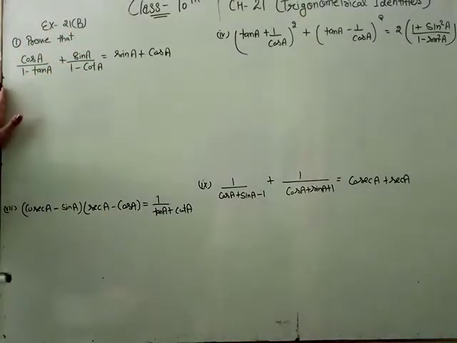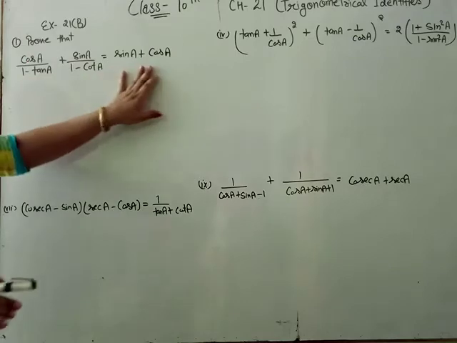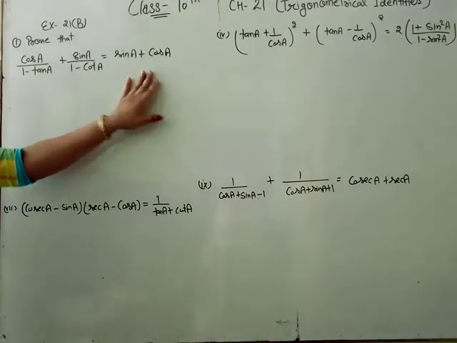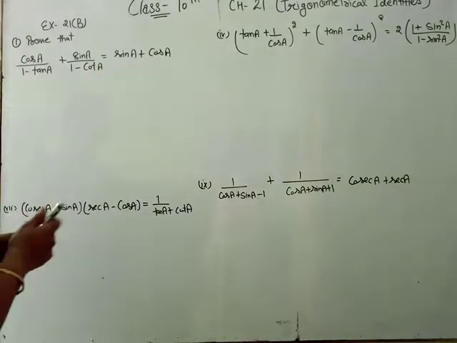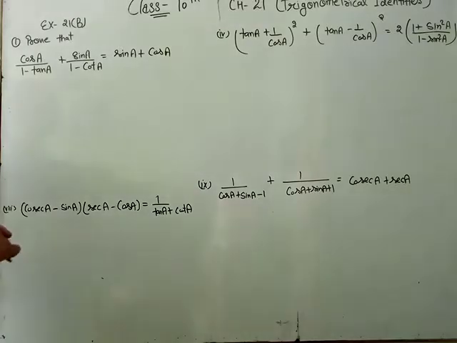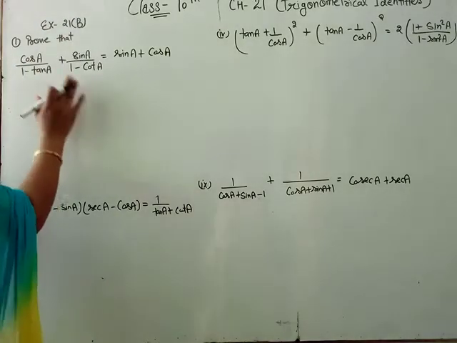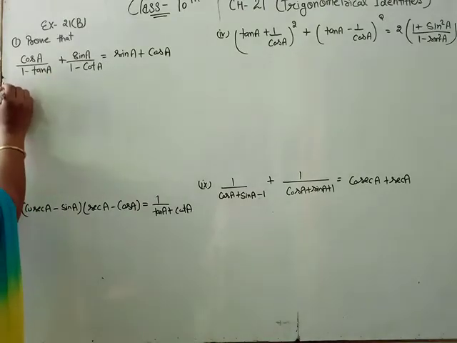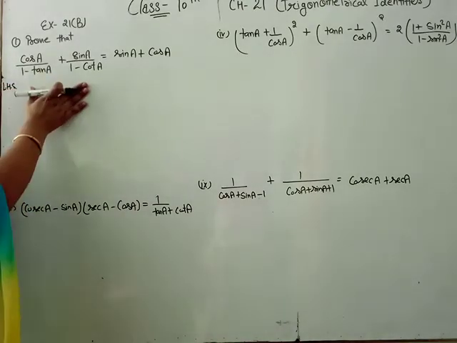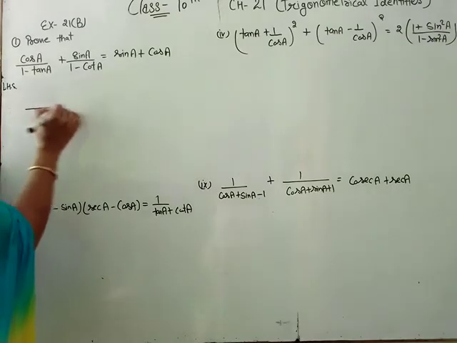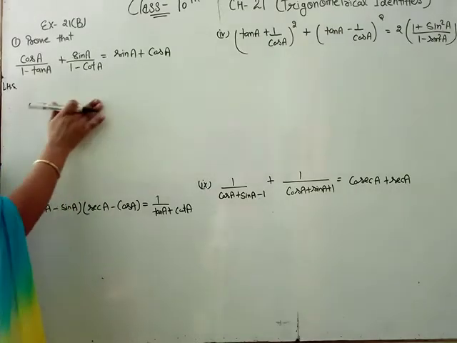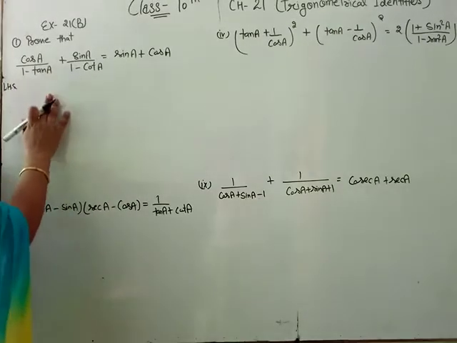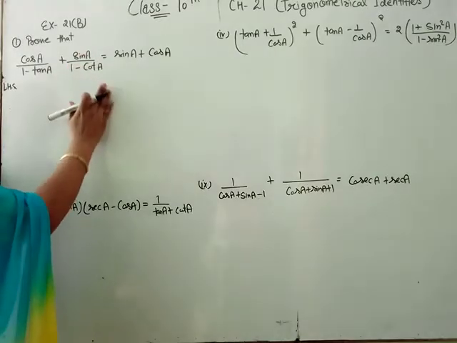Question number one, prove that left hand side equals right hand side. Same as in exercise 21a, we take any one of the sides, the one that is more complicated. So first we take the left hand side only. This is cos A (1 minus tan A) plus sin A (1 minus cot A).